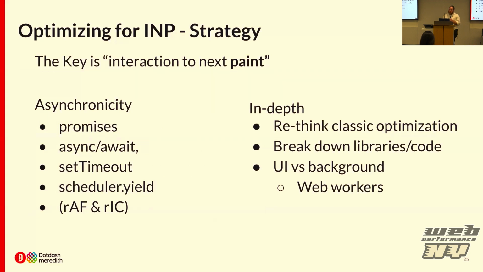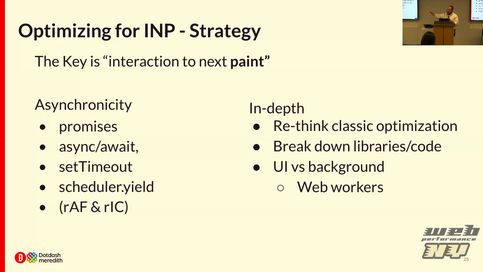So, optimizing for INP. You have to think of this more strategically, rather than as a silver bullet that's going to fix everything, because INP is not like that. The key is INP, interaction to next paint: modifying or optimizing for that paint, because that's what gets measured. So I've divided this into two sort of groups.